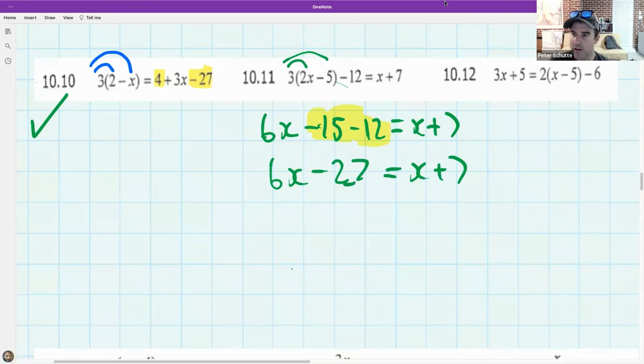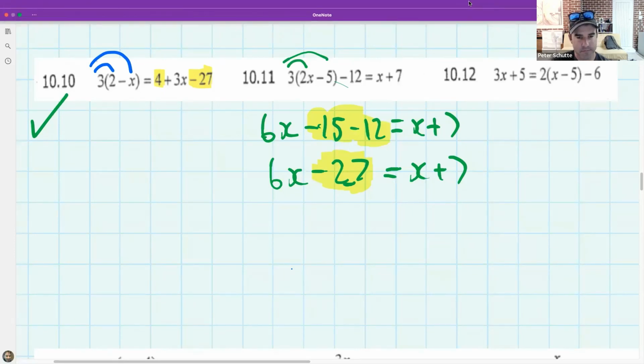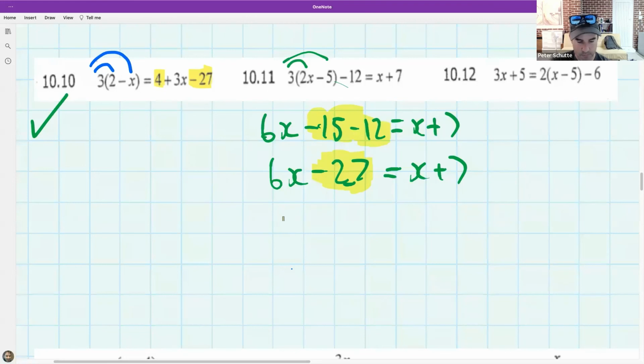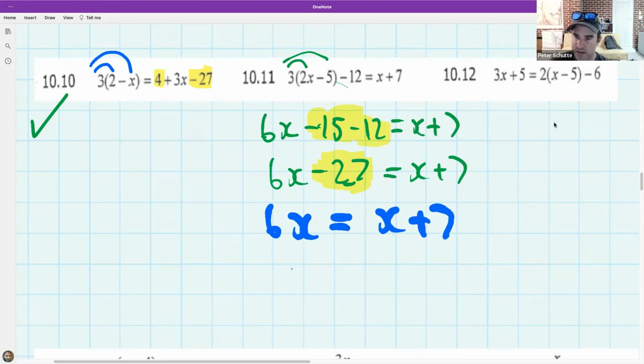Now, guys, the next step is I want to get all my variables on one side and all my numbers on the other. And so I'm going to do the opposite of minus 27. Tell me in the chat, what is the opposite operation of minus 27? I'll give you a moment to get that. Yeah, you add 27. Exactly. So if I add 27, I'm going to get 6x equals x plus 7 plus 27.